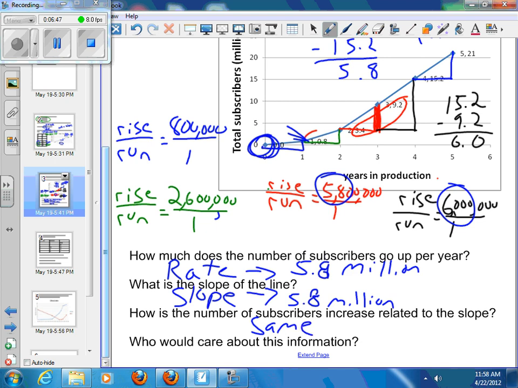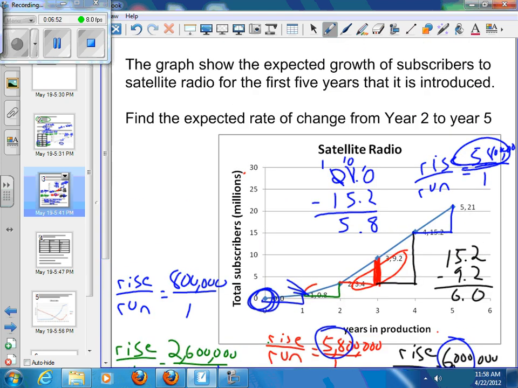Well, big picture stuff, who actually cares about the number of subscribers? If we're going to go up the same number of subscribers each year, that means the company that makes satellite radio would care a lot, because they have to produce the little devices that you buy, and they need to know how many to produce. You don't want to produce too many, because every year something a little better comes out. If you make too many, you'll never be able to sell them, because next year you'll come out with a better unit. If you don't make enough, then you're not going to maximize your profit, because people are going to want it and you're not going to have it to sell to them.